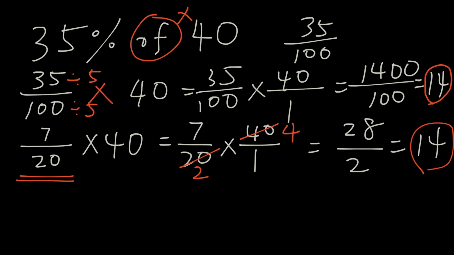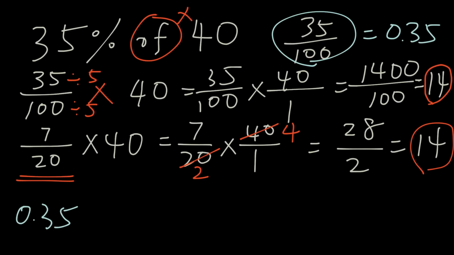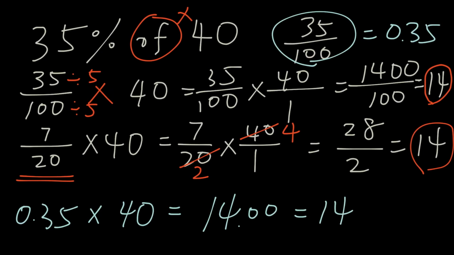Now what about the decimal method? With the decimal method, the 35 over 100 will be equivalent to 0.35. So we can rewrite this as 0.35 times 40. And using a calculator, we will get 14.00, which is 14.